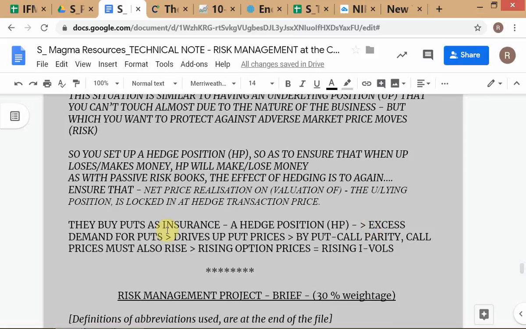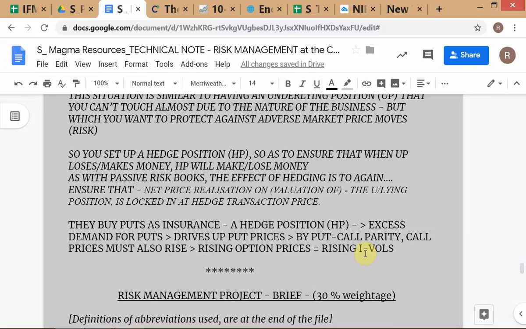This pushes up the prices of puts. Because of put-call parity, puts and calls have to remain in line with each other. There's a relationship; that's actually a case of pure AFV. Puts and call prices cannot go out of line; they are ruled by this relationship called put-call parity, right? So by put-call parity, if put prices are going up, call prices must also go up. Yes. So if both puts and calls are going up in price, rising option prices means rising eyeballs. Yes, everyone follows the logic.